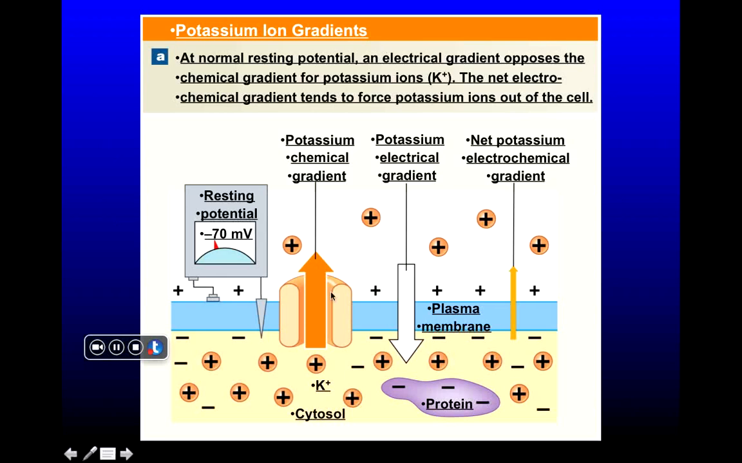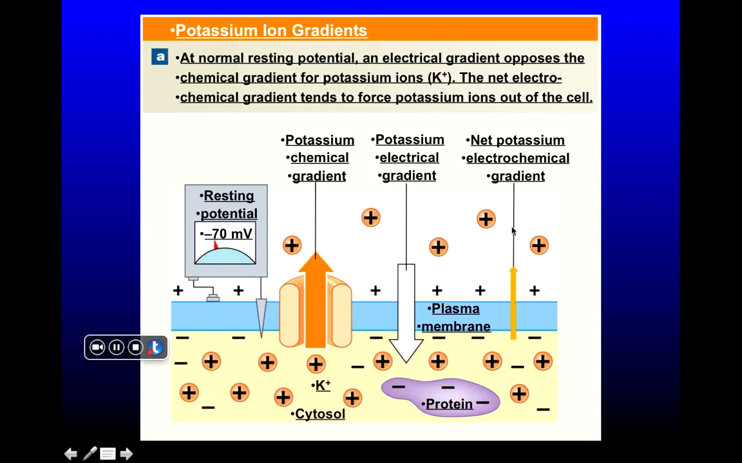Okay, so let's get some things straight. Potassium leaky channels. They allow potassium to go from the inside of the cell to the outside of the cell. Why that direction? Because potassium is greater concentration where? On the inside. So there's a concentration gradient that allows potassium to leave.